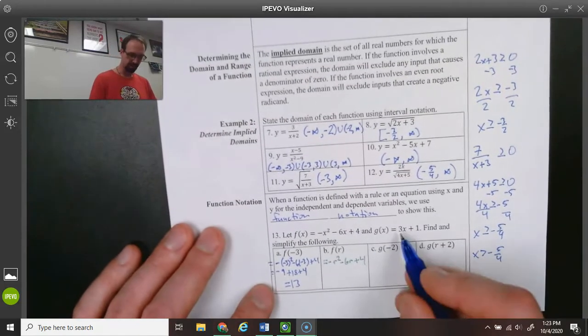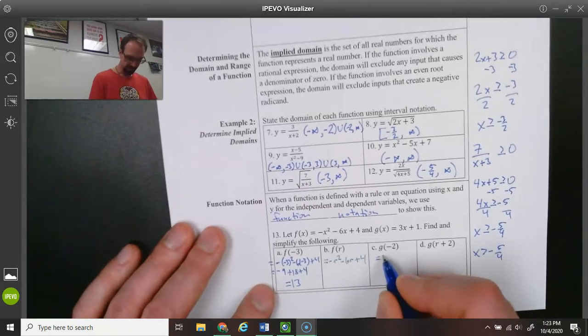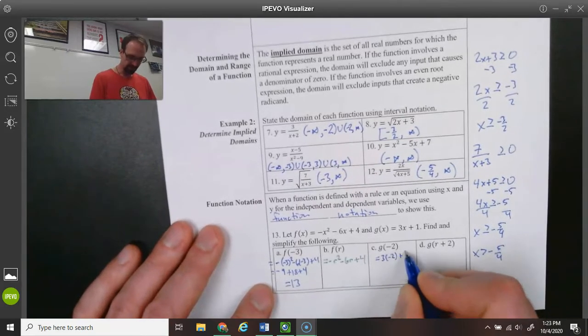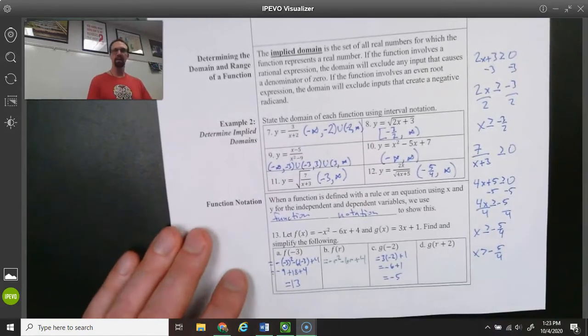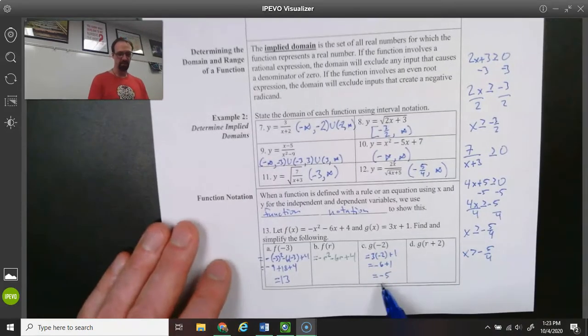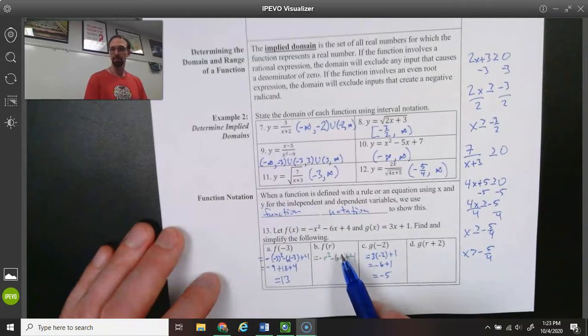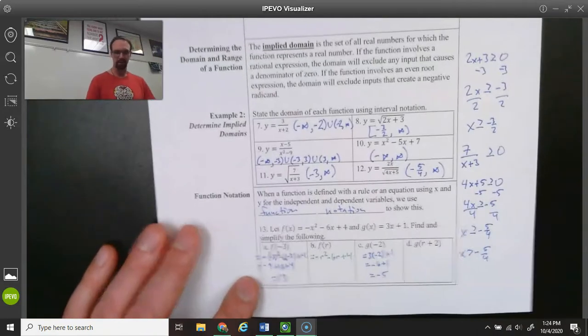So if I plug in negative 2 for this one, I have 3 times negative 2 plus 1. 3 times negative 2 is negative 6. Negative 6 plus 1 is negative 5. So sometimes, if you just have a number, then you will end up with just a number in your answer. If you have a variable, then you have a variable in the answer. This one is a variable and a number, so you'll have both.